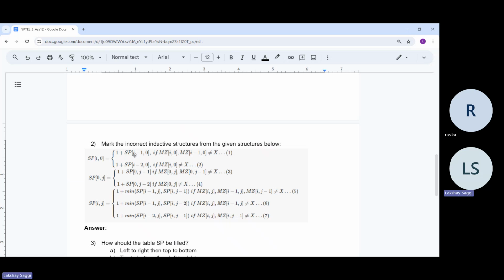So we'll have to check that for SP[i][0], if there is a cross before i, then we'll need to hop about this cross. And if there is not a cross, then maybe we'll be okay. So the first claim says that SP[i][0] will be equal to 1 plus SP[i-1][0] if MZ[i-1][0] is not a cross.